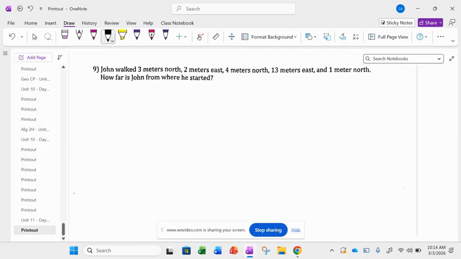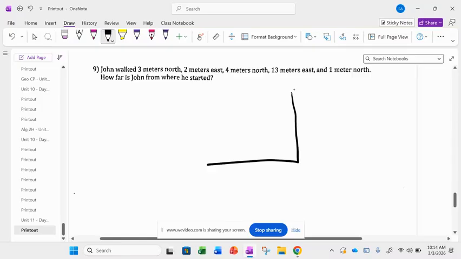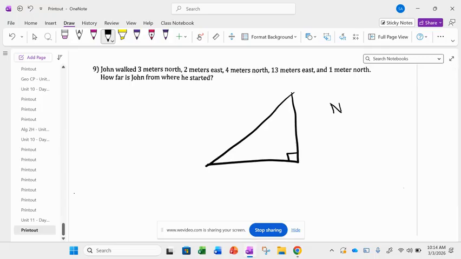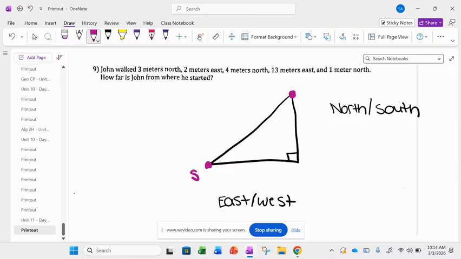So whenever you have these problems where they're saying going north, south, east, west, whatever, you're going to make a right triangle. On the vertical side of the right triangle, we're going to add up all our north or south. On the base of this right triangle, you're going to add up all your east or west. And this is where he started. This is where he finished. So start, finish, or start and end. We're trying to find that direct distance from where you started to where you ended, which we're going to call x.